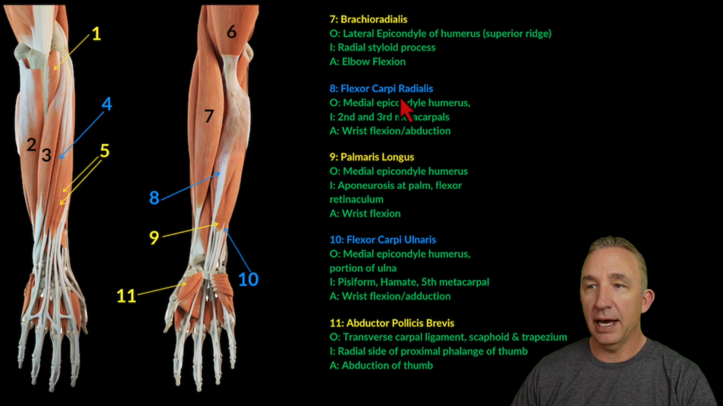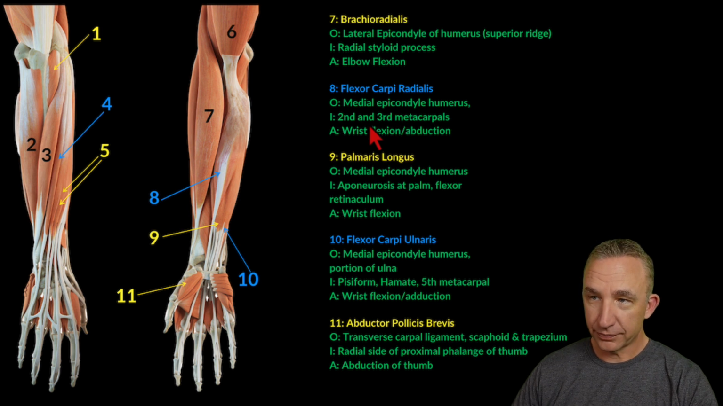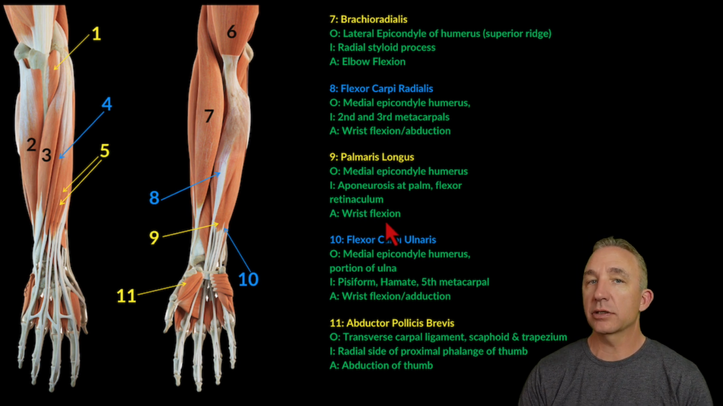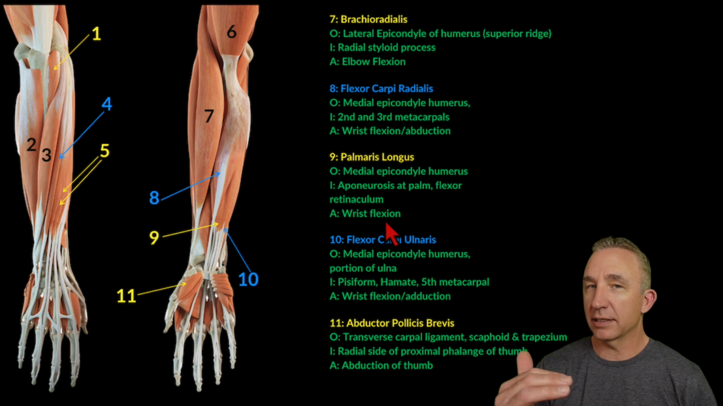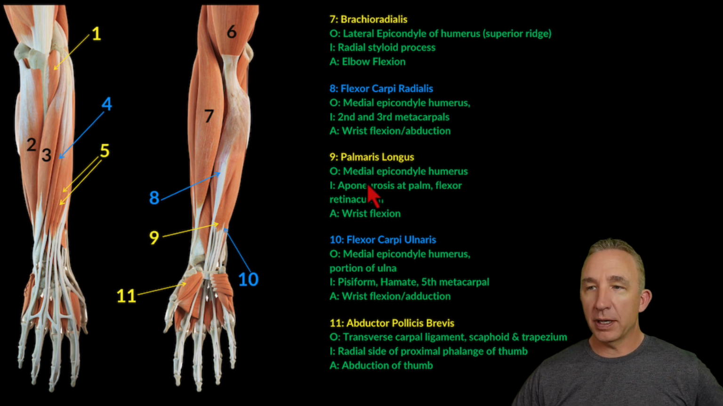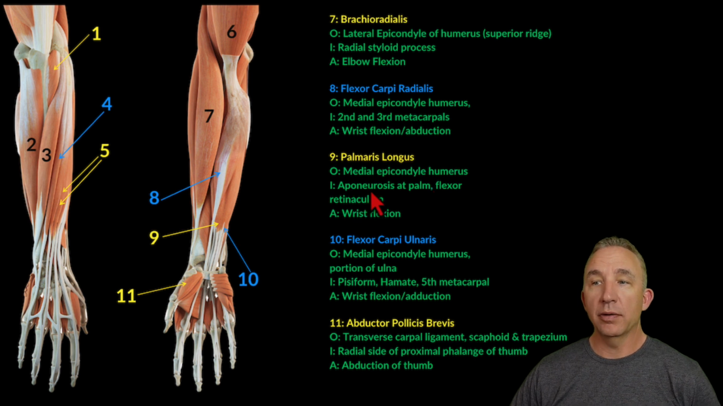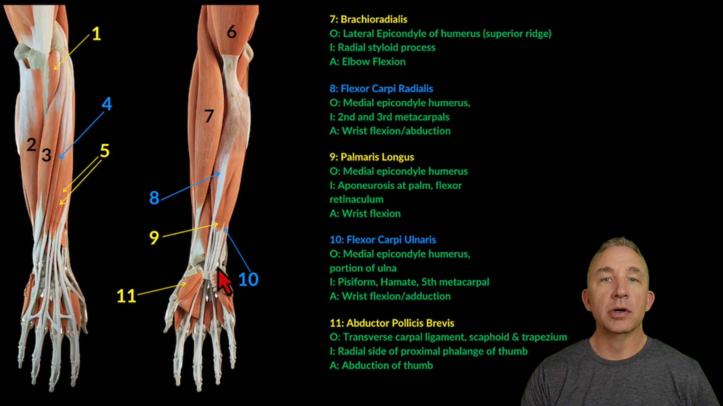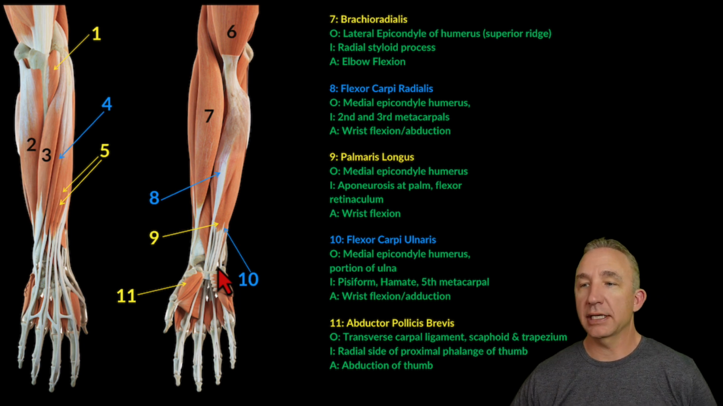Flexor carpi radialis now on the medial epicondyle. So you can start to keep track of our epicondyles on the lateral side and the medial side to again flex the wrist and then abduct it. So continuing with flexion. I put these together for a reason, because you can start to collectively organize them instead of trying to learn them one by one. That palmaris longus is going down at the palm. Remember, an aponeurosis is a flattened tendinous sheet, and that retinaculum is what wraps around the wrist to give you that connective tissue, essentially like a rubber band around all the tendons.